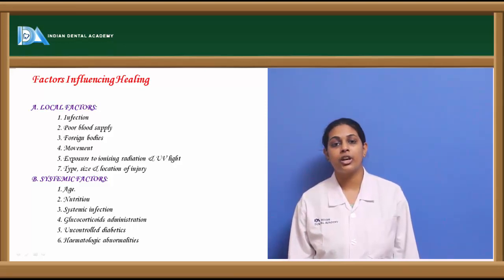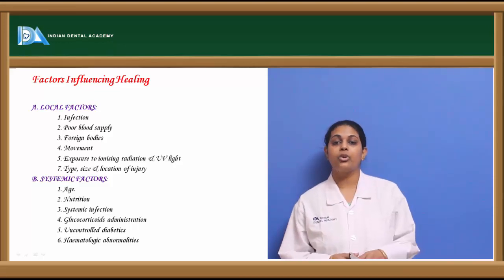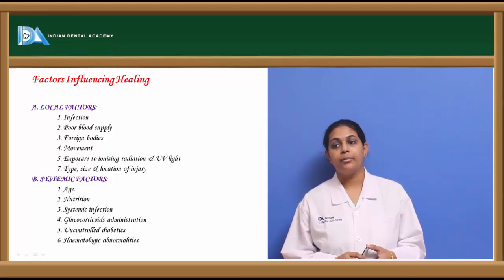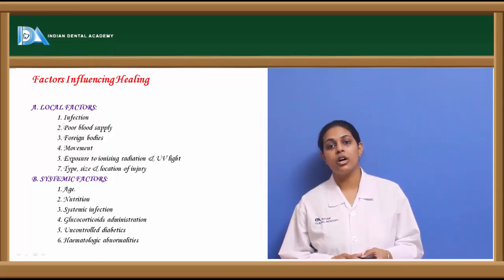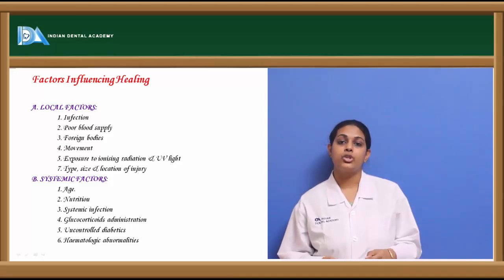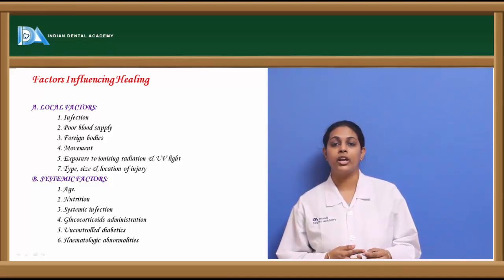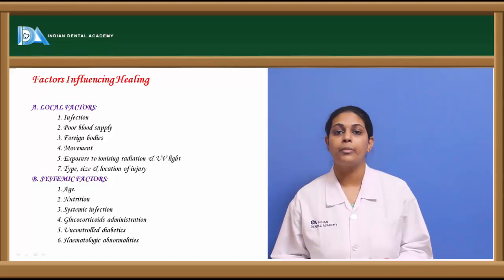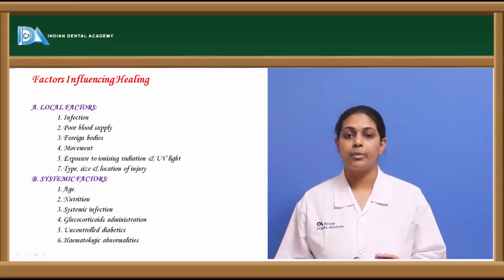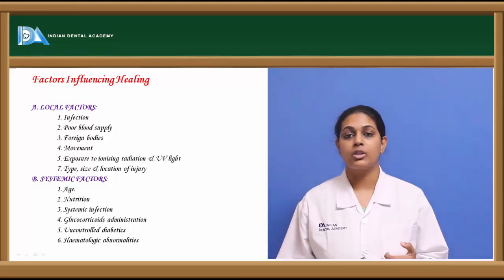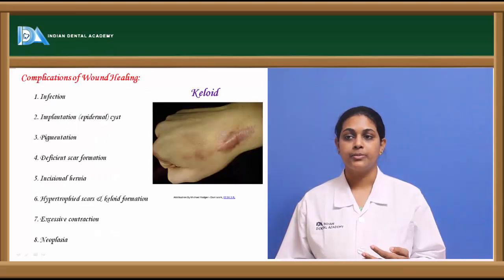Glucocorticoid administration can also delay the wound healing. Uncontrolled diabetes might cause a compromised kind of wound healing. Hematological abnormalities might result in incomplete formation of the vasculature and granulation tissue as well as neutrophil chemotaxis to the area of injury. All of them might result in compromised wound healing. So these are certain factors which influence the healing of the wound.